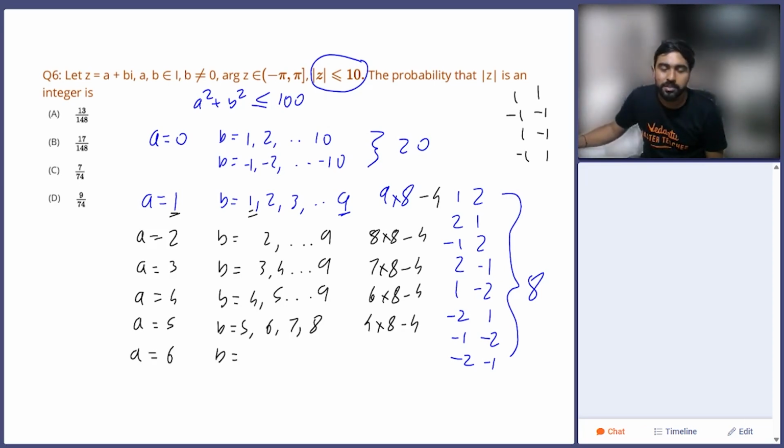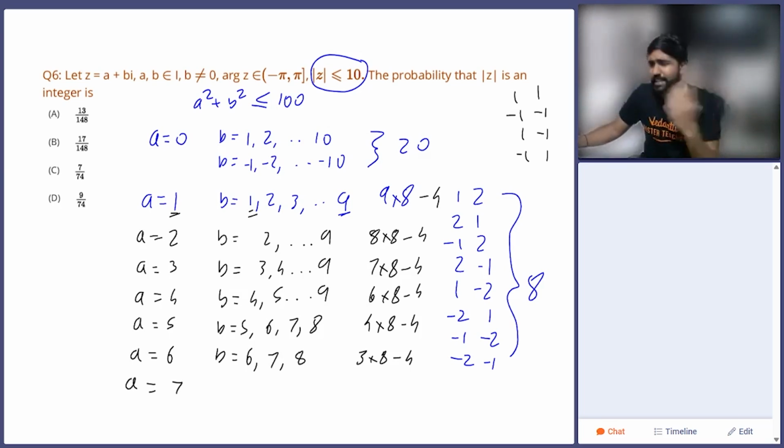Then at A equals 6, you have B equal to 6, 7, 8. It just barely reaches because 64 plus 36 is exactly equal to 100. So you have 3 into 8 minus 4. At A equals 7, you have what? B equal to 7, 49. That's the only possibility that you have. So 1 into 8 minus 4.